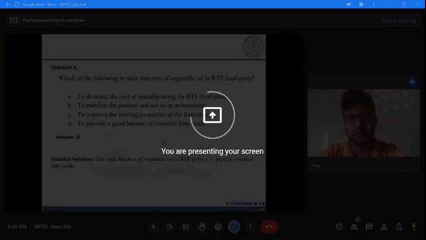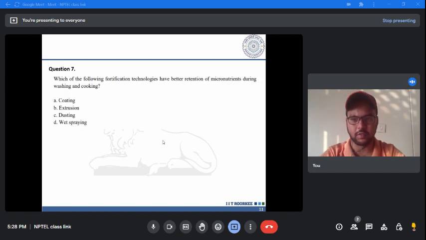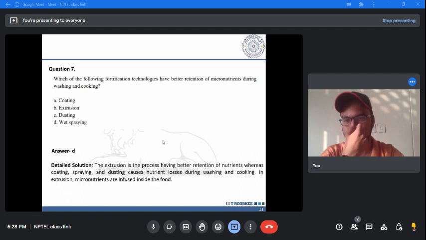So the right answer for this question is option D, to provide a good balance of essential fatty acid. The main function of vegetable oil in RTE based food is to provide essential fatty acid. That's why we add vegetable oil in the RTE food paste. So that is the correct answer for this question. I think we have solved this question.